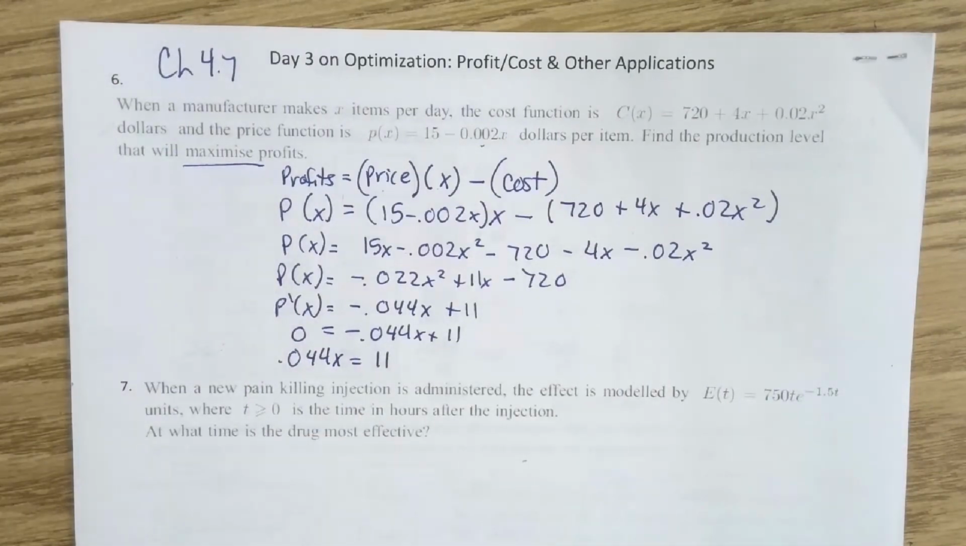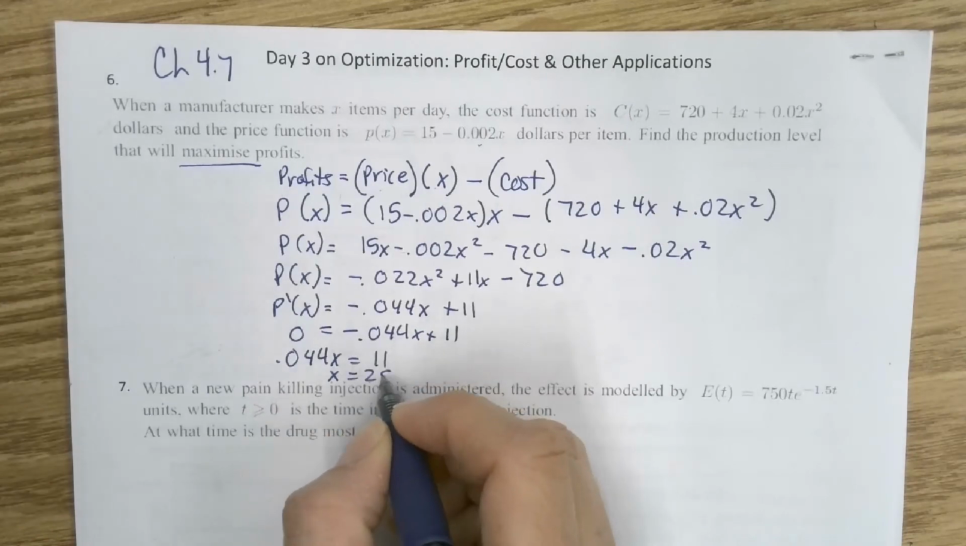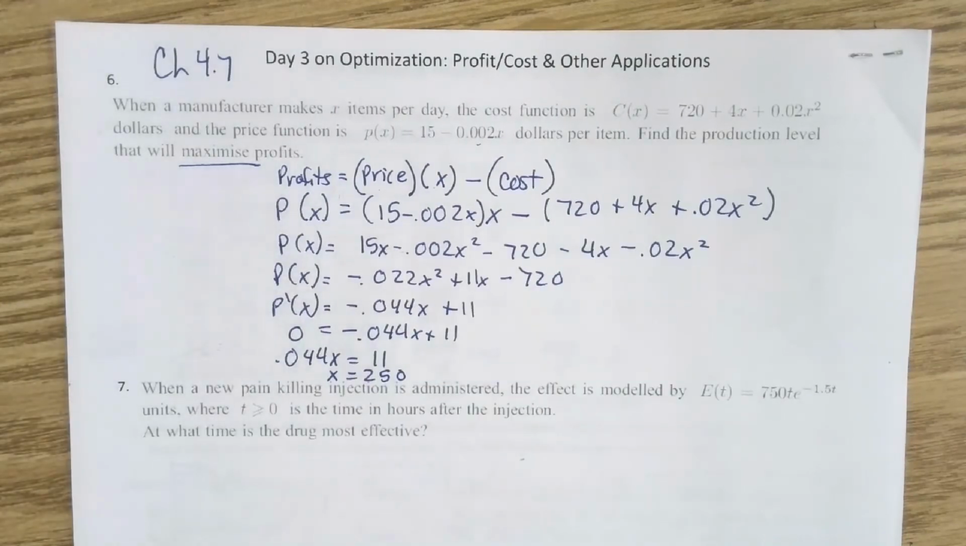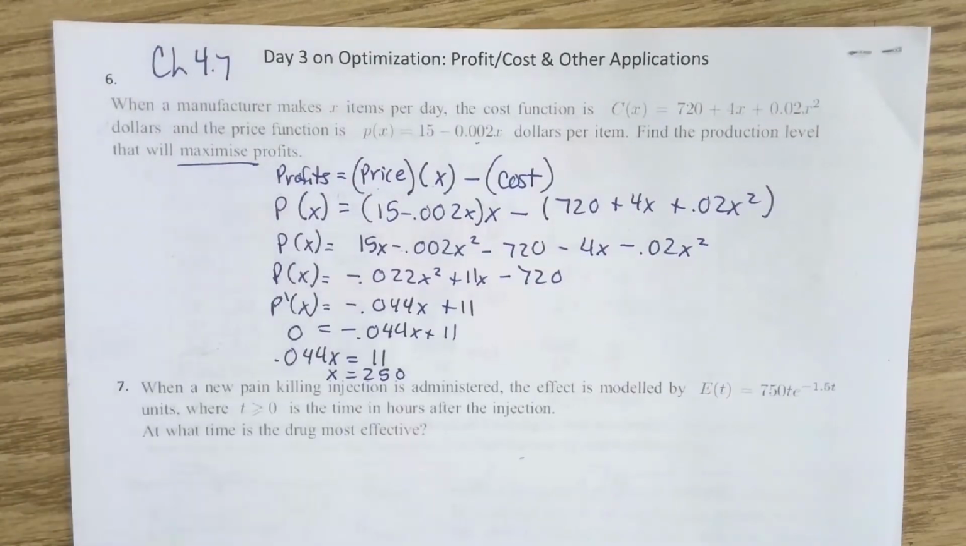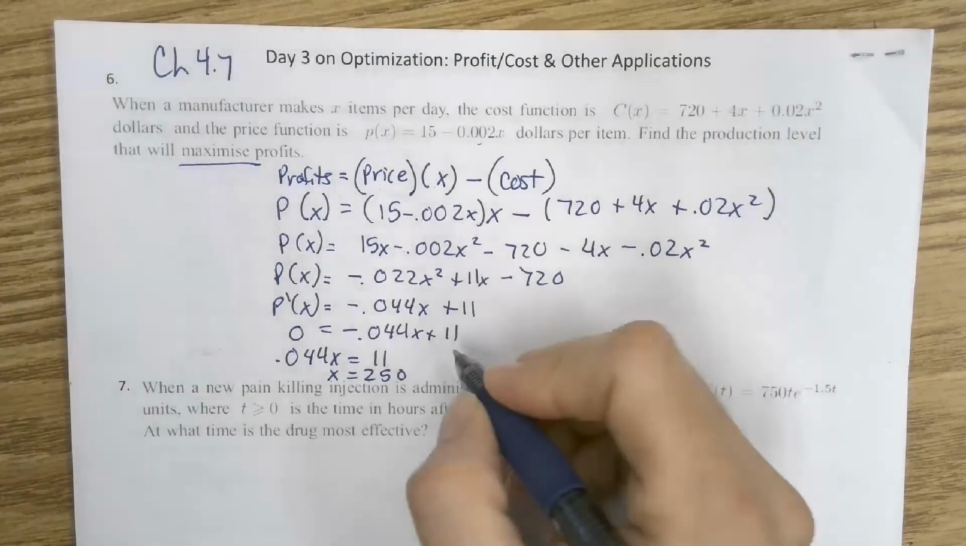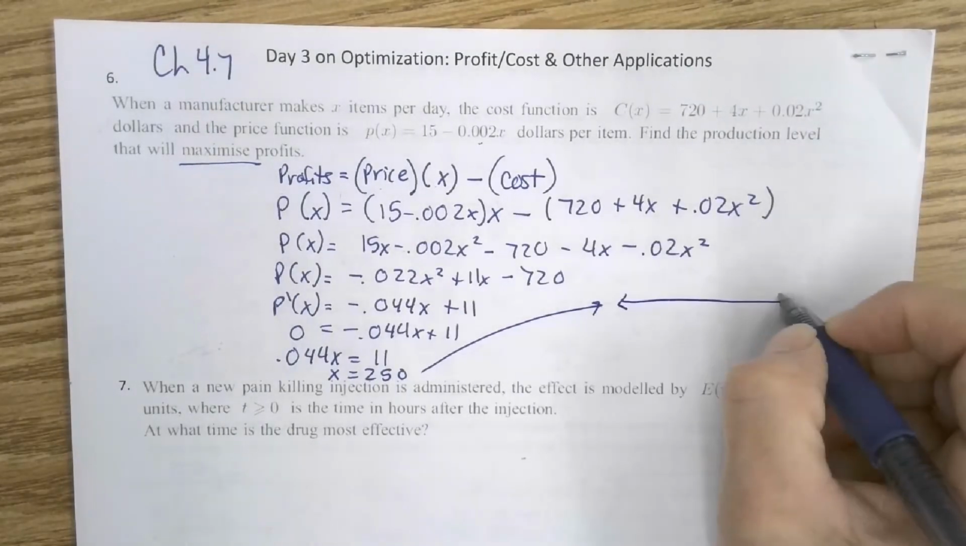And by all means, use a calculator if you need to use a calculator. And we get a production level of 250. And so we actually need to test to see if this is a maximum, in fact. So I'm going to come over here and plot that critical value of 250 on a number line.